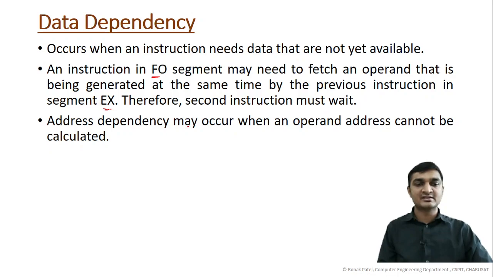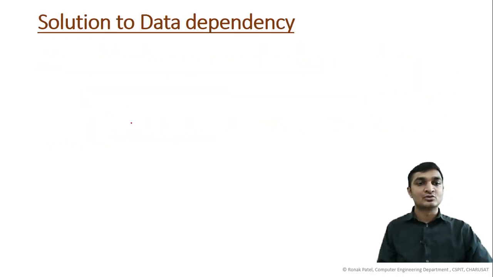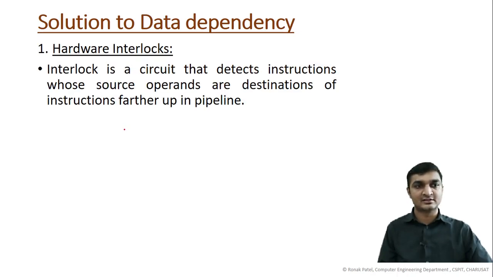Address dependency may occur when an operand address cannot be calculated. So that is address dependency. Now the solution to data dependency. What is the solution? First is hardware interlocks. So what is that? An interlock is a circuit that detects an instruction whose source operands are the destination of an instruction farther up in the pipeline, right? So it detects that this instruction's result will be needed by another instruction.